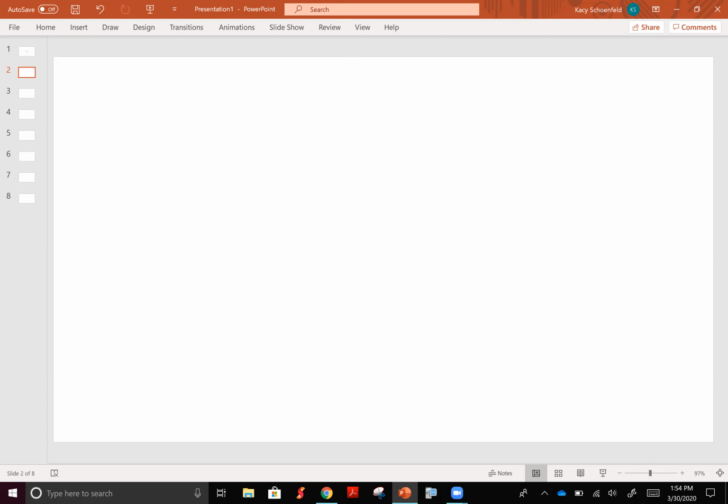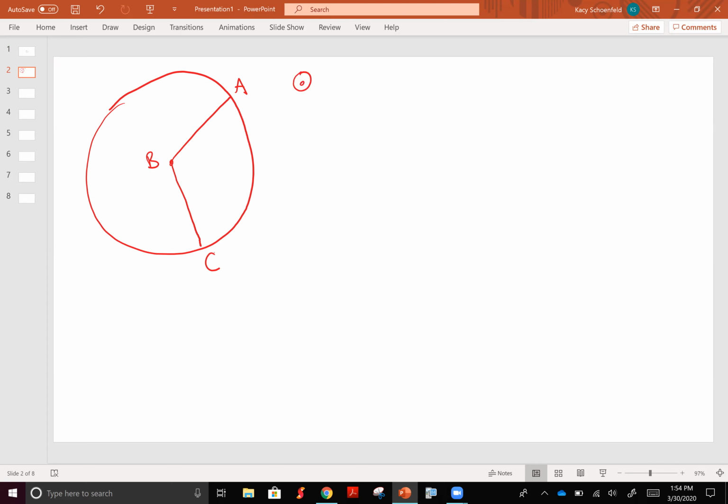What we're first going to talk about is if I just have a circle. We're going to have an angle in this circle. And this is going to be circle B. And on the edges here, I'm going to have A and C. So if I needed to name this circle, it would be circle B. We always do that dot in it.